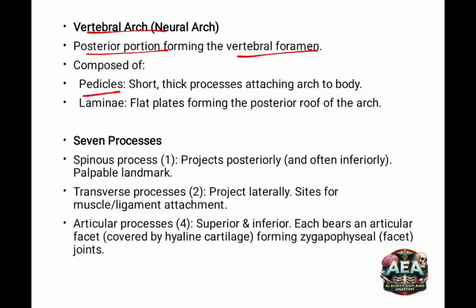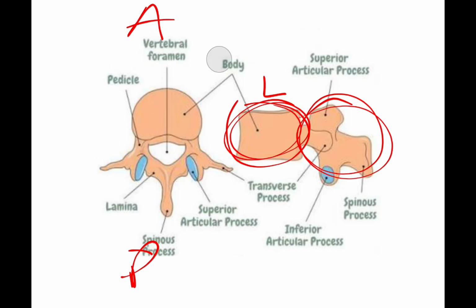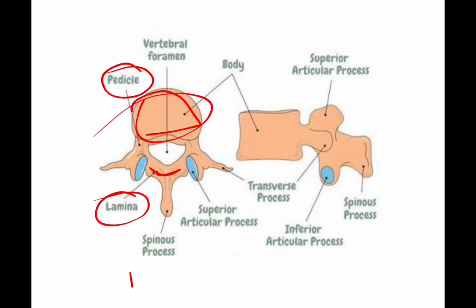It is composed of pedicles, which are short, thick processes attaching the arc to the body. And we have the laminae, which are flat plates forming the posterior roof of the arc. So we have pedicles, we have laminae. These are the laminae we have here. Let's do away with this so that we'll get space to talk about this properly. So we have the laminae and the pedicles. Together, they help to attach the vertebral arc to the body. Okay, good.